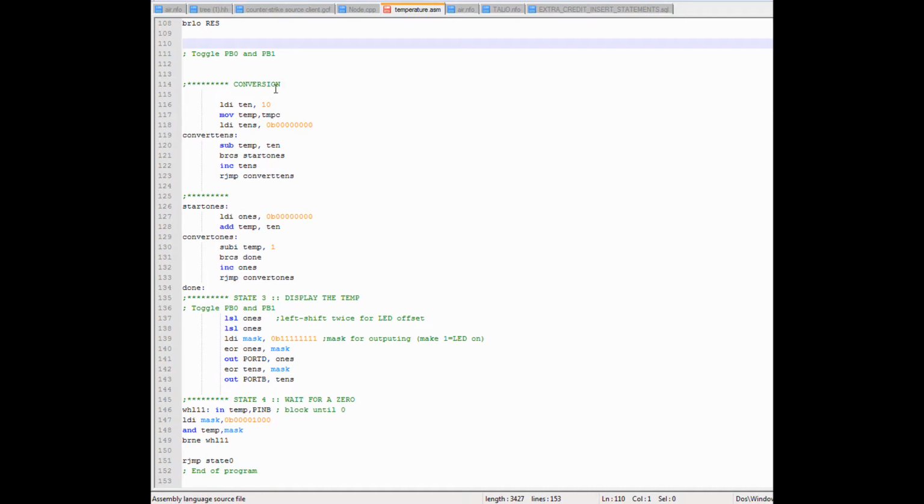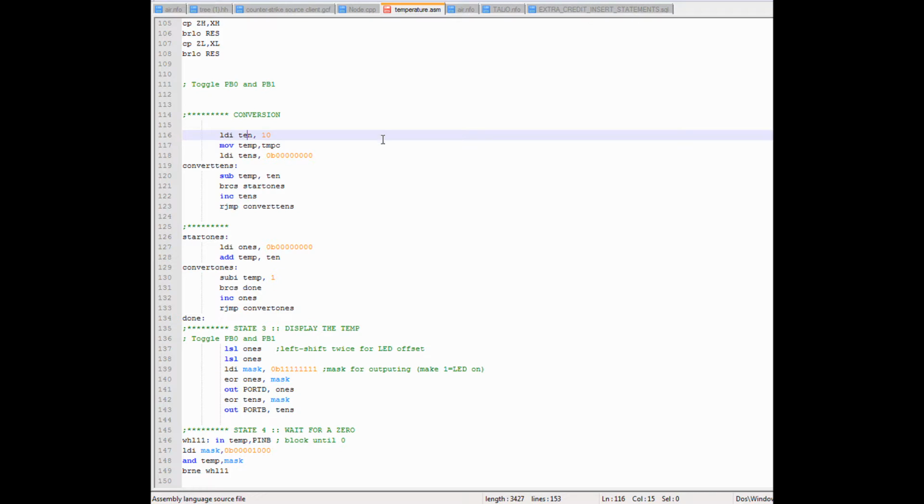Then basically we have this conversion now. Now this is the part that we were asked to write. So I'm going to go through this. I put 10 into 10, just holds the value 10. This is for binary decimal conversion, which will put out on the LEDs, one set of LEDs will hold the 10's value, one set will hold the 1's value.